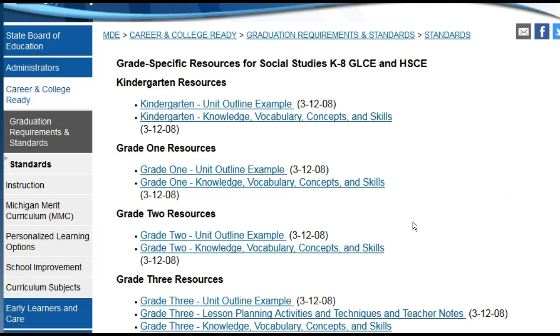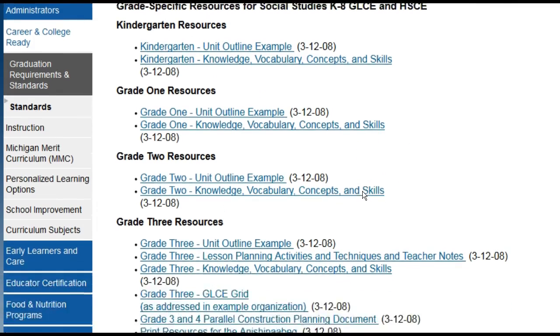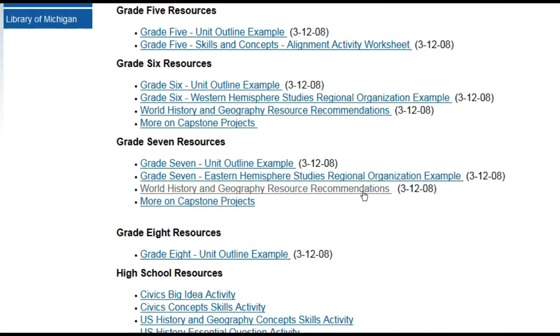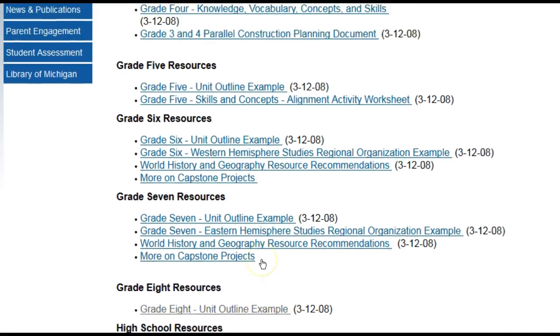If you were ever to have to write a lesson or develop a unit of instruction in social studies, and you wanted to do it at kindergarten, grade 1, grade 2, grade 3, grade 4, grade 5, 6, 7, even grade 8, you have unit outlines for each of these.